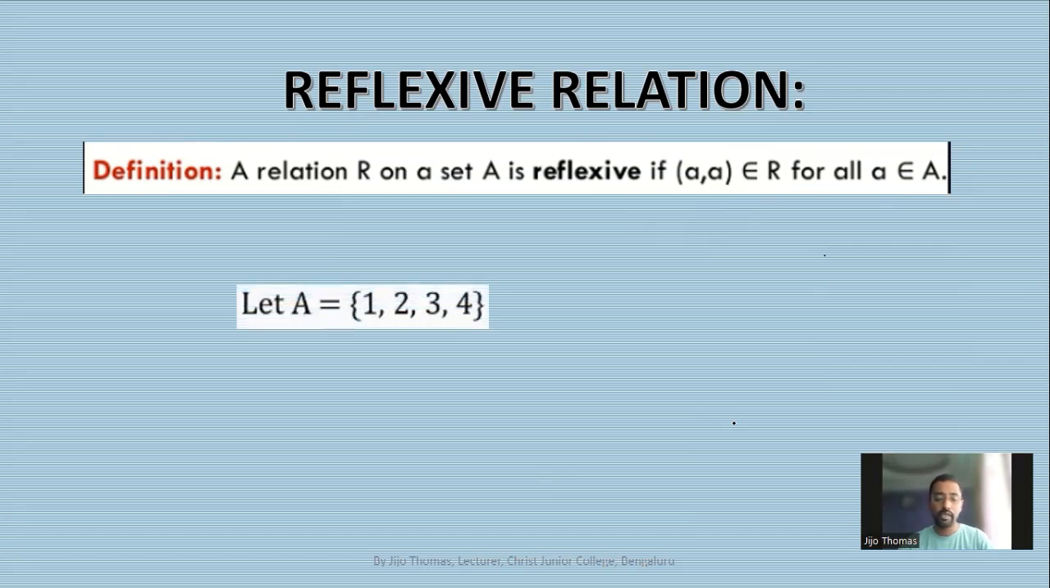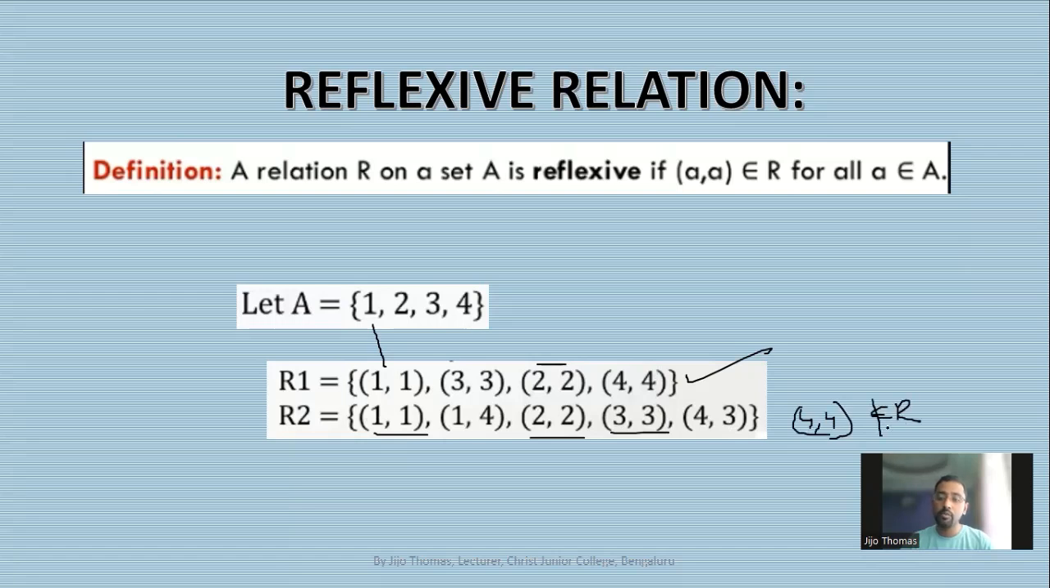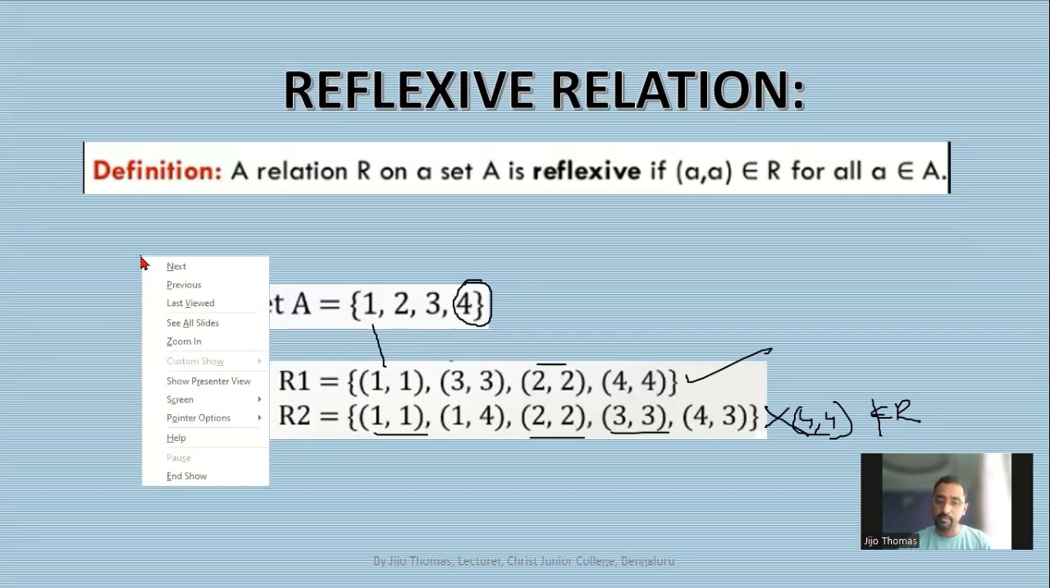Just for you to understand, I have taken one example. A is the set 1, 2, 3, 4, and I have written 2 relations here, R1 and R2. You see, (1, 1) is there, (2, 2) is there, (3, 3) is there, and (4, 4) is there. So the first one is a reflexive relation. Second one, (1, 1), (2, 2), (3, 3) is there, but (4, 4) is missing. Does not belong to R. So for every element of A, there should be (A, A). 4 is there in A, but (4, 4) is missing in R2. That means the second one is not a reflexive relation.